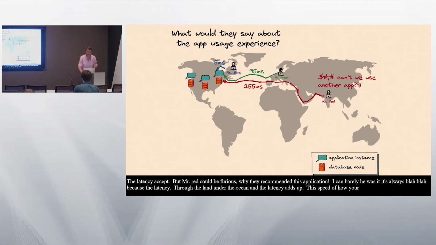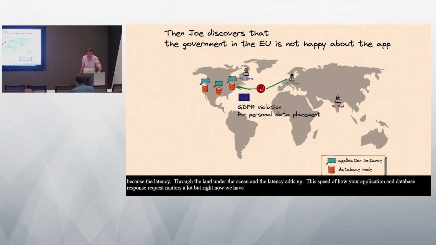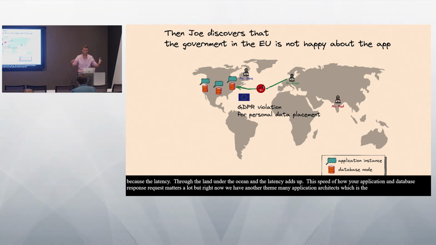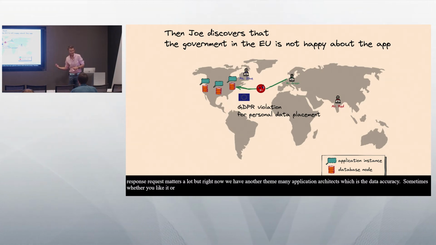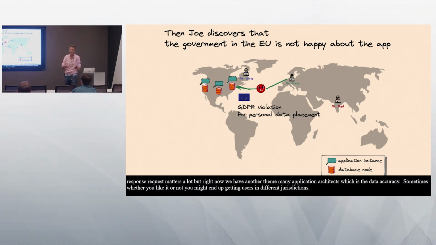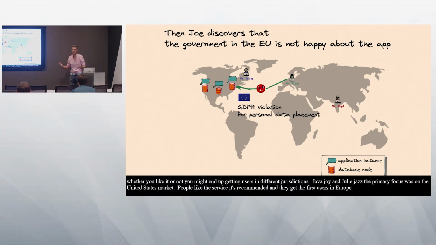But right now, we have another thing that many application developers and architects are bothered about, which is data locality. Because sometimes, whether we like it or not, you might end up getting users in different jurisdictions. For instance, Java Joe and Julie.js, during the first year of their application, their primary focus is on the United States market. But people like their service, it gets recommended, and they're getting the first users in Europe and Asia. In Europe, everyone knows about GDPR.